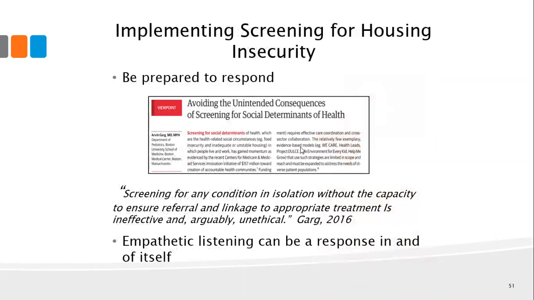Everyone agrees for screening to be sensitive and effective, there needs to be a response that has been planned before you start. We'll discuss resources in another section, but I want to underline here the level of response depends on your setting. Arvind Garg, a researcher in social determinants of health, wrote an article emphasizing the importance of making sure one responds. And that is really true, but doesn't mean that you cannot screen until you can solve someone's situation. It's important to at least connect to resources, but empathetic listening can itself be a response.